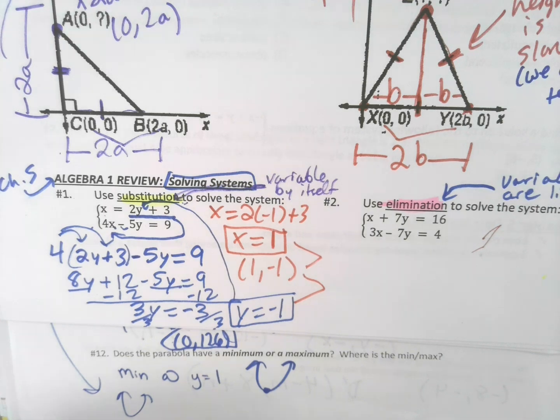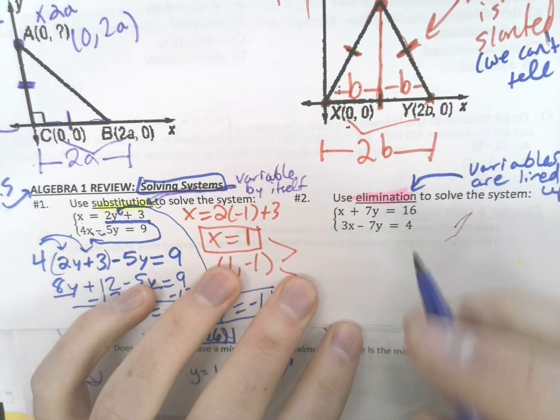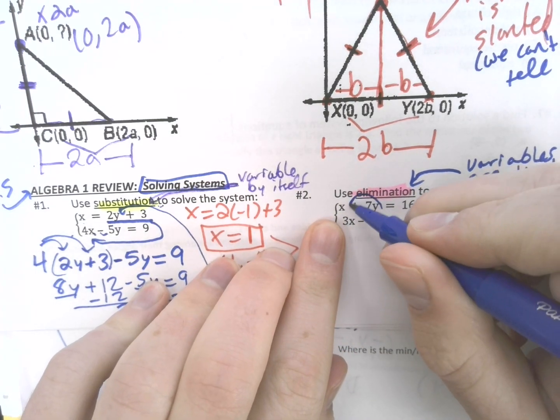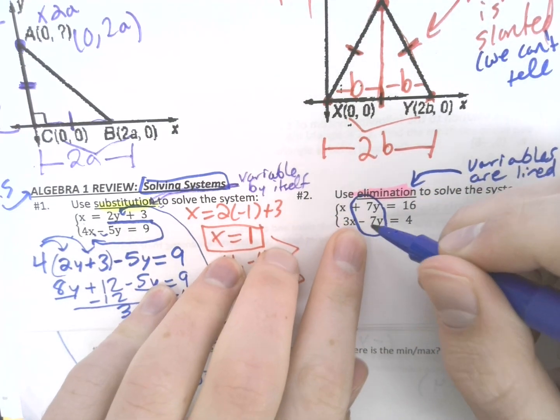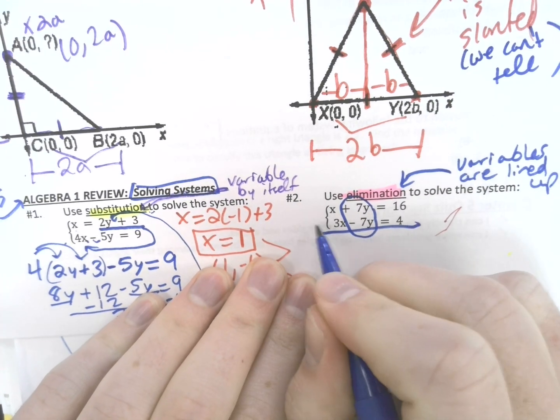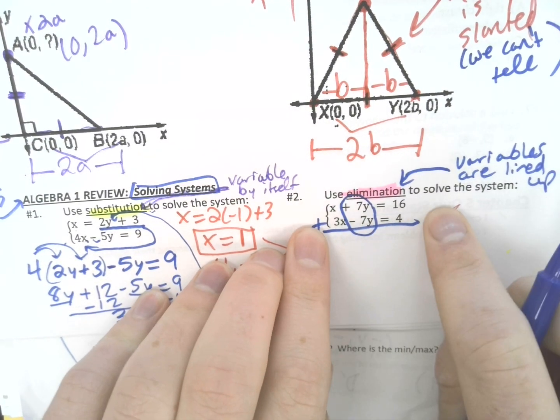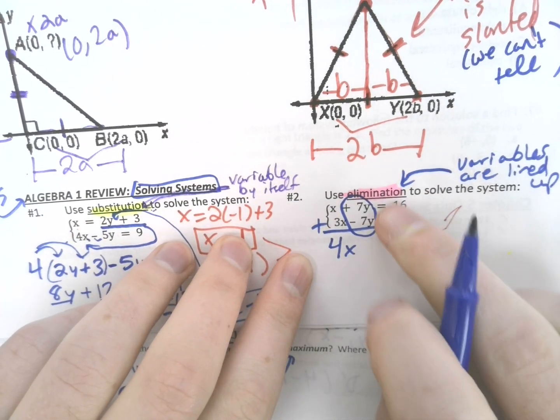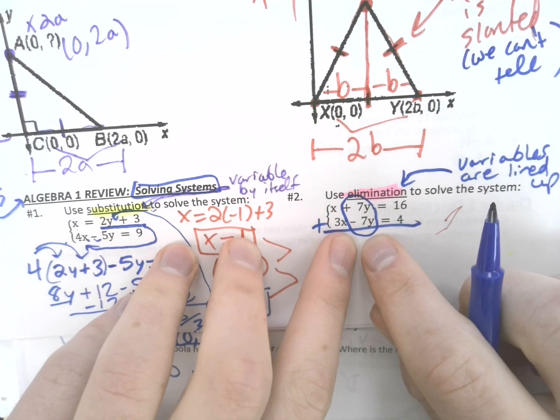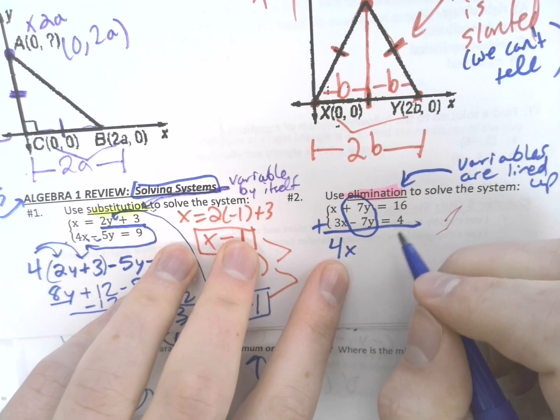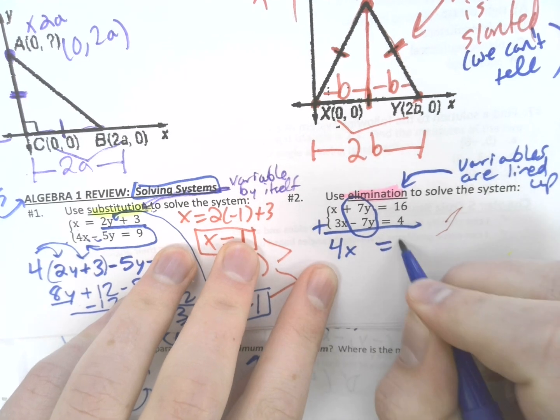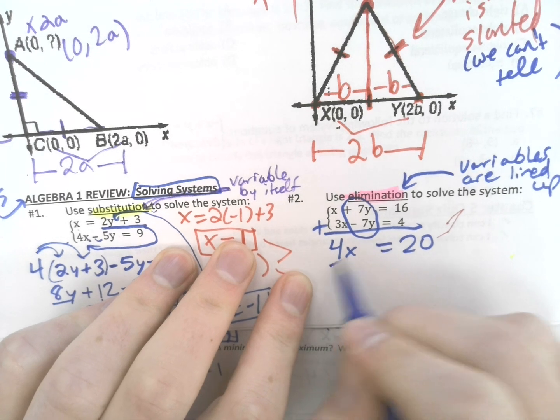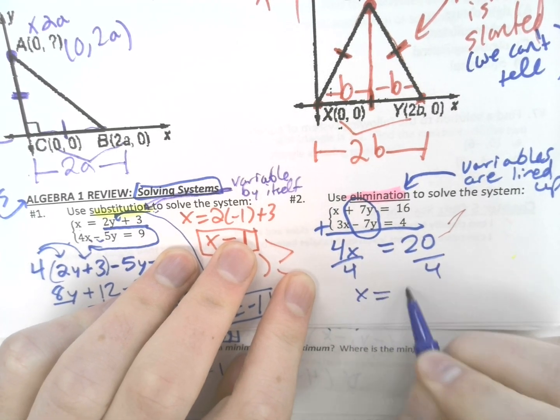Now I'm going to get number 2 started, and then I'm going to let you guys finish here. So hey, check this out. These are set up perfectly to eliminate. So when we eliminate, we add this equation with this equation, kind of down the line. So x plus 3x, 4x, and here's what we call it elimination. 7y plus negative 7y cancels, equals 16 plus 4. That gives you 20. Hey, I love elimination. Divide by 4, x equals 5.